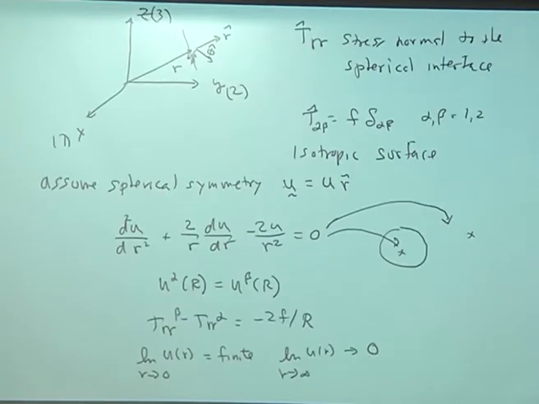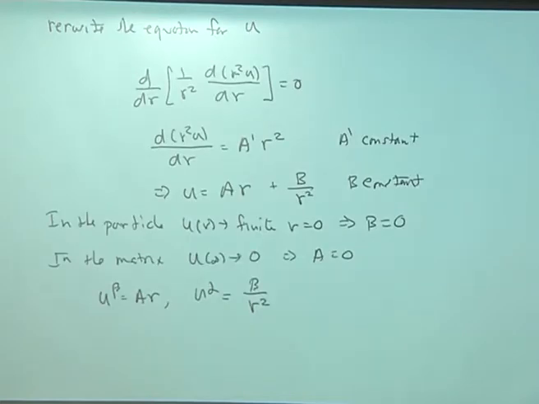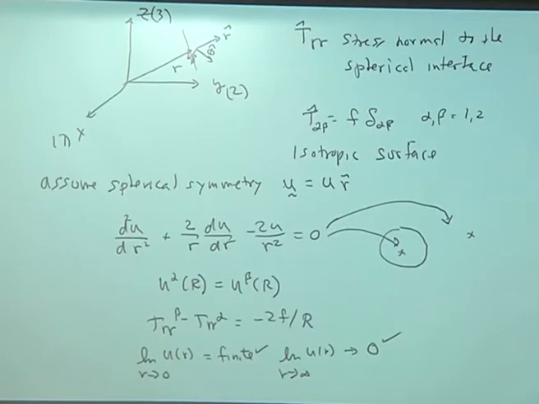To determine, so let's go back here. So we've used this condition and that condition, and we still have to determine A and B. And we have two equations, here and here, to determine A and B. To apply this condition here, we need to express TRR in terms of U. And then we can apply that condition, right?